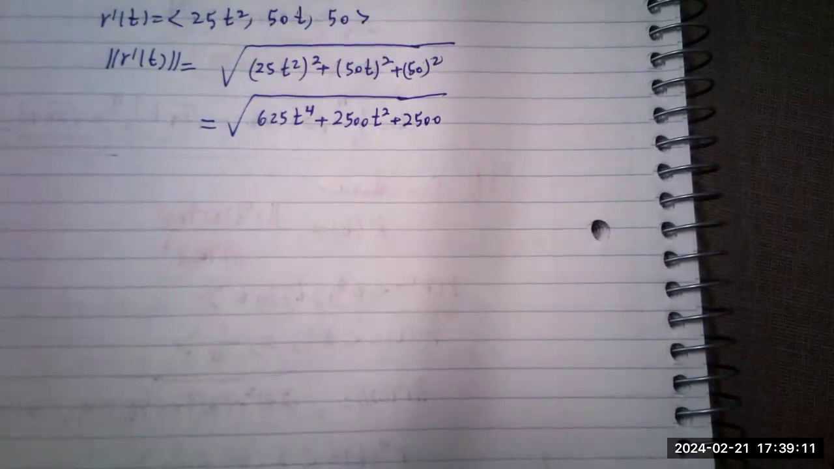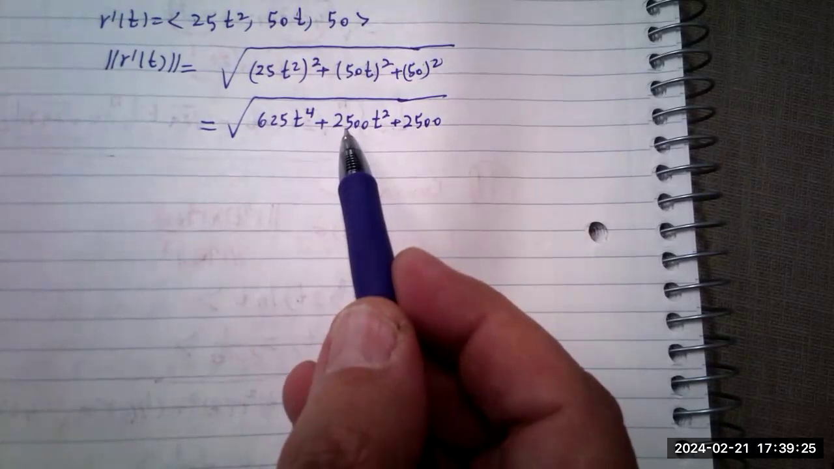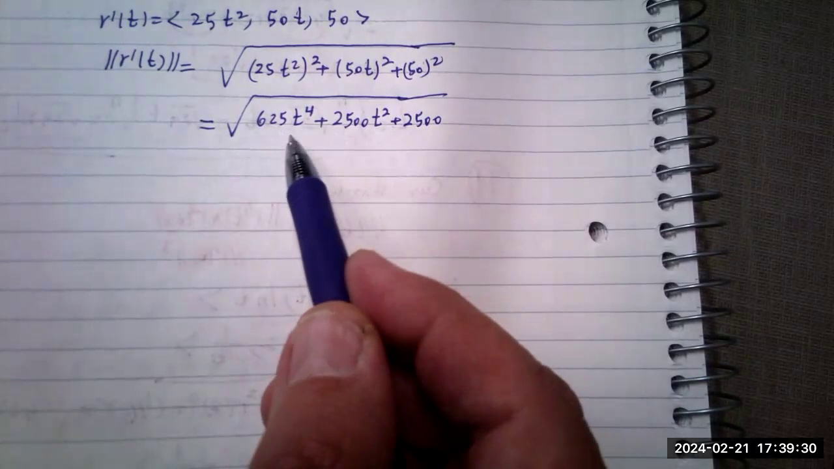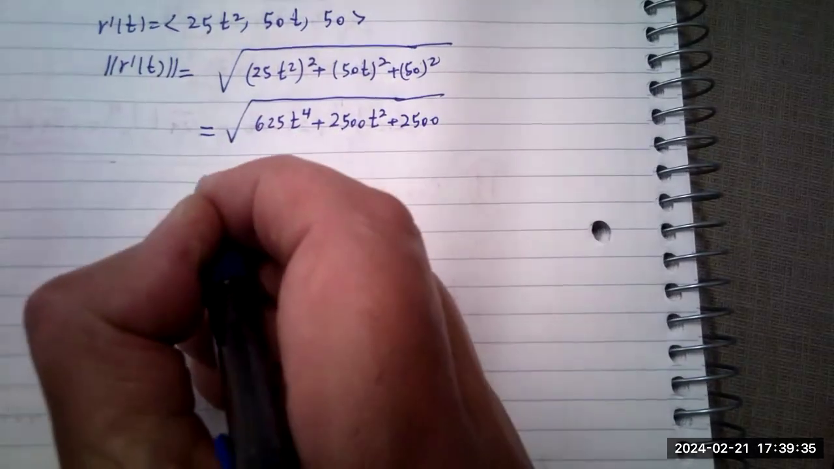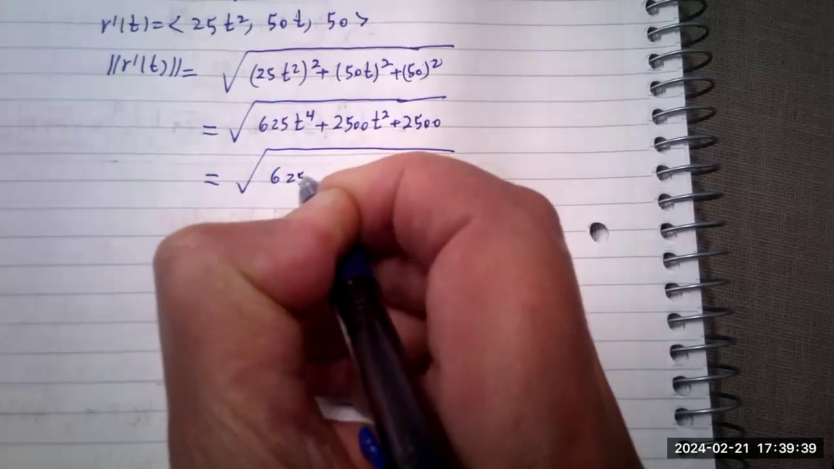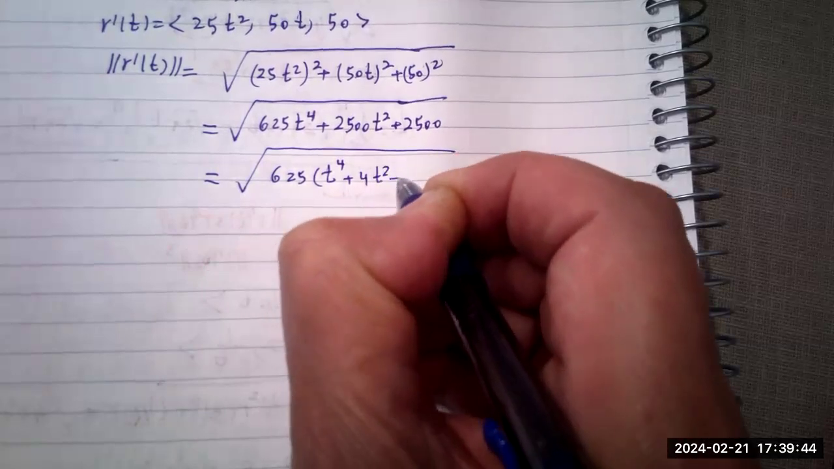The only thing that you can do is factor out the 25 to take it out, or maybe 625. 625 times 4, I think, yeah, we can take 625 out. So if you factor out 625, that gives you t to the 4th, plus 4t squared, plus 4.